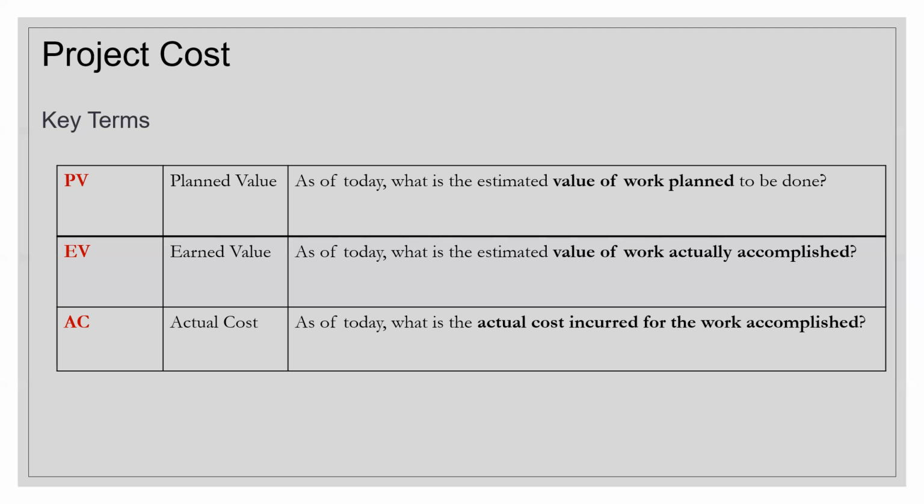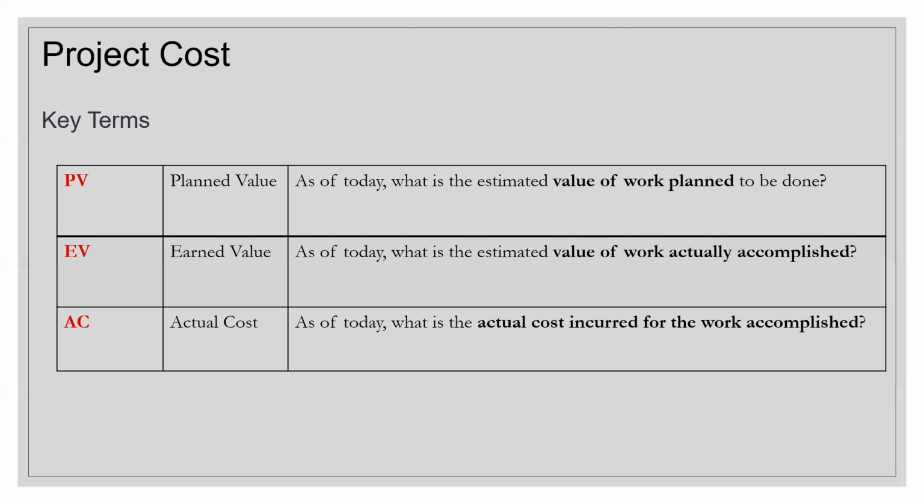So planned value actually means that standing today, what is the estimated value of work planned to be done? Let's say I'm a builder, and I'm going to build a big apartment building of maybe 15 floors. Standing today, if the project has not yet started, when I add the building cost, the construction cost, the resource costs, the services cost, all those costs, then what is the entire value of the work planned to be done?